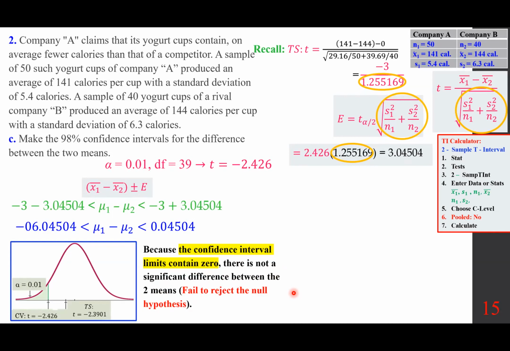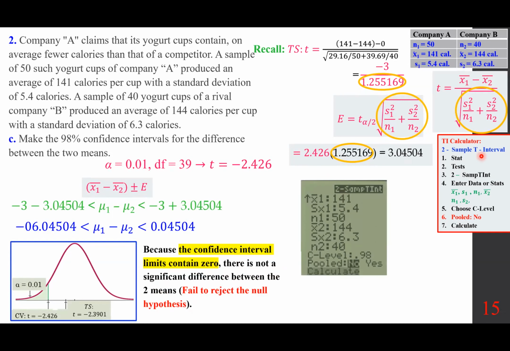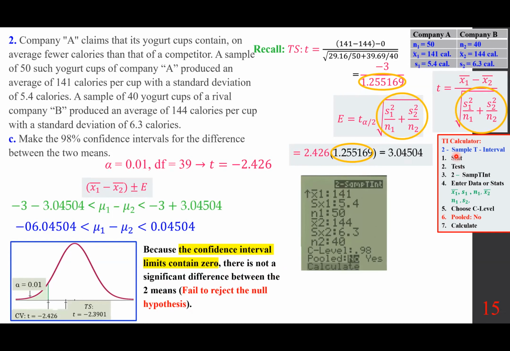Let's look at technology and calculate the two sample t interval. Again, when you put it in, it asks you for all the information that you already have. You plug it in. When you get to C-level, you put 98% or 0.98. Pooled, no. You do the calculation. And this is what you get.